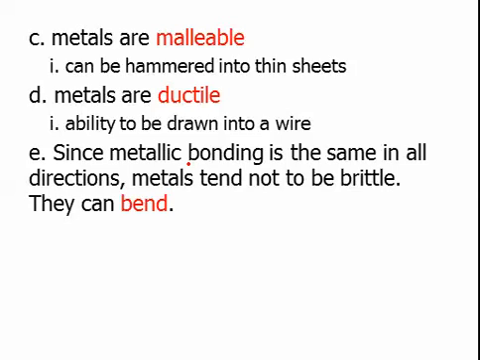Like if you take a piece of copper wire, you can twist it, you can bend it. Eventually, if you bend it too much, it'll break, but it's much more malleable and ductile than covalent or ionic compounds.